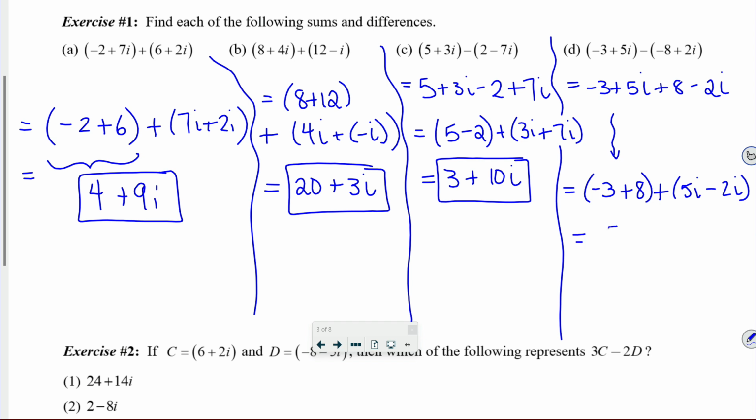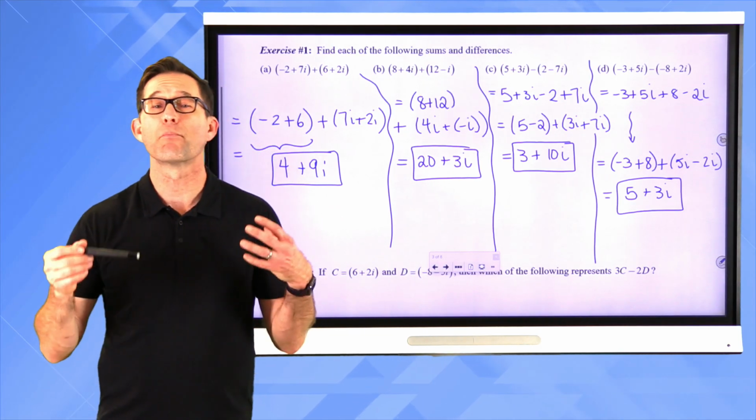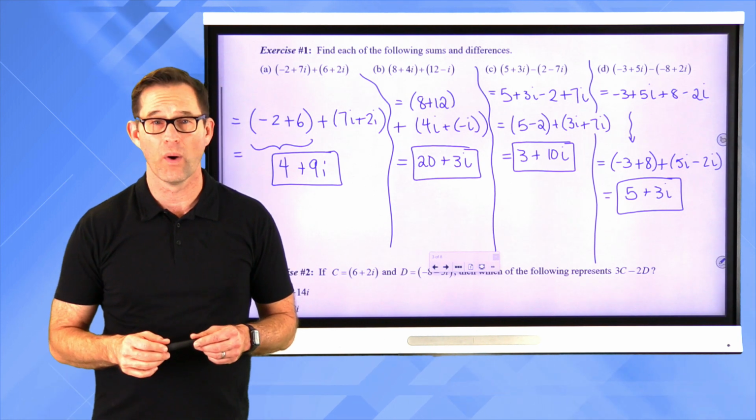Negative 3 plus 8, obviously 5, and 5i minus 2i is going to be 3i. There it is. So again, the beautiful thing about adding and subtracting complex numbers is it works precisely the way that you want it to.